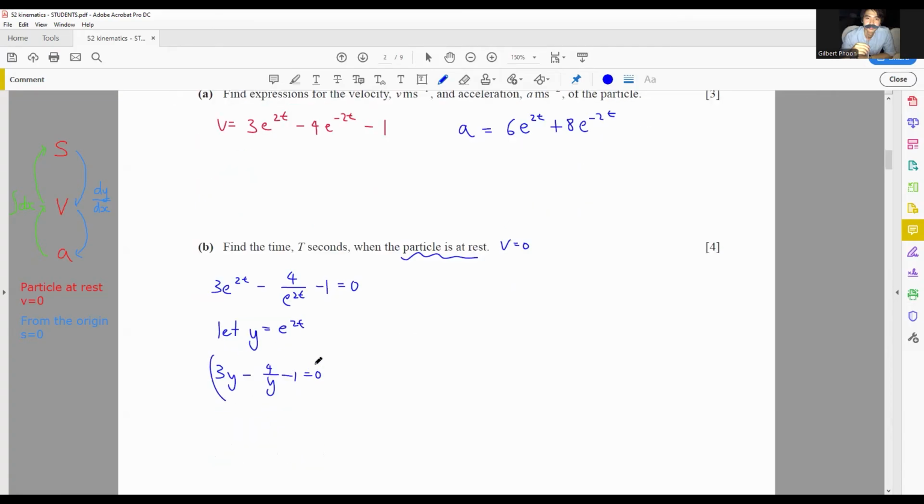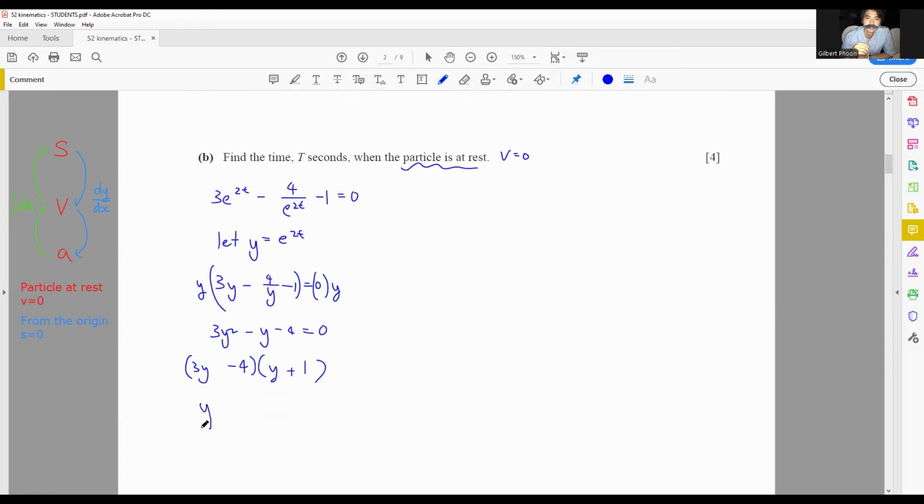Multiply y on both sides of the equation, right? You would have gotten, rearranged, 3y squared minus y minus 4 equals 0. Quadratic equation, right? Then factorize this: 3y and y makes 3y squared. Negative 4 and 1 gives positive 1, gives you negative 4 here. Therefore, y equals 4 over 3, or y equals negative 1.